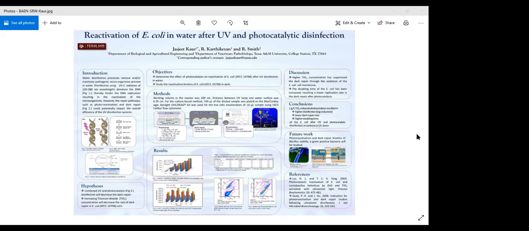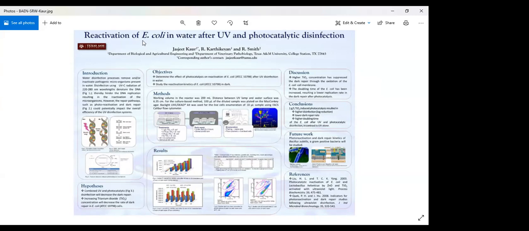The title says reactivation of E. coli in water after UV and photocatalytic disinfection. This is something that can be read from a distance, and it is so easy to understand that you can read it easily in one line and really understand what they are trying to say. The paper is basically about deactivation of E. coli, and there have been certain cases where after UV treatment, the deactivated E. coli get reactivated. That is, they start growing again. So the whole paper focuses on how bacteria are killed after UV treatment, how some bacteria survive, and how they can be killed again.